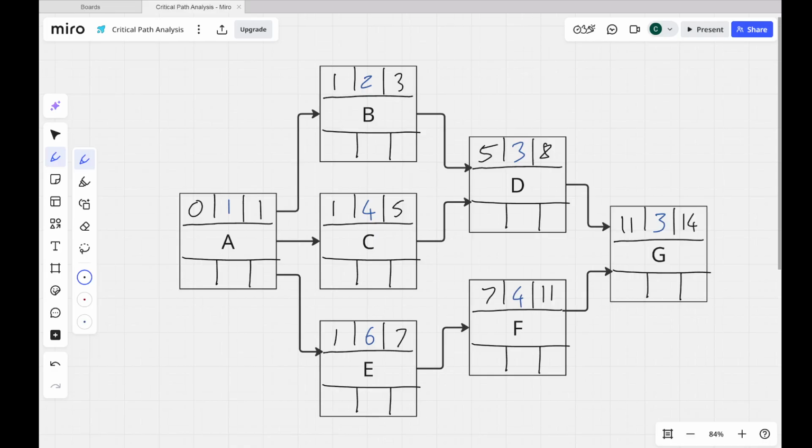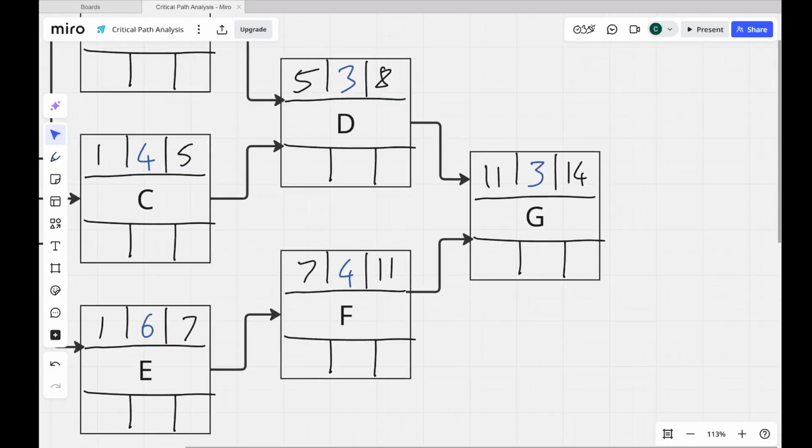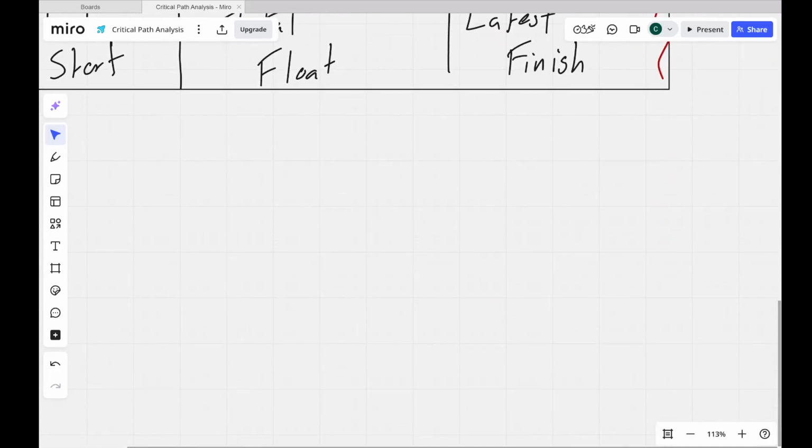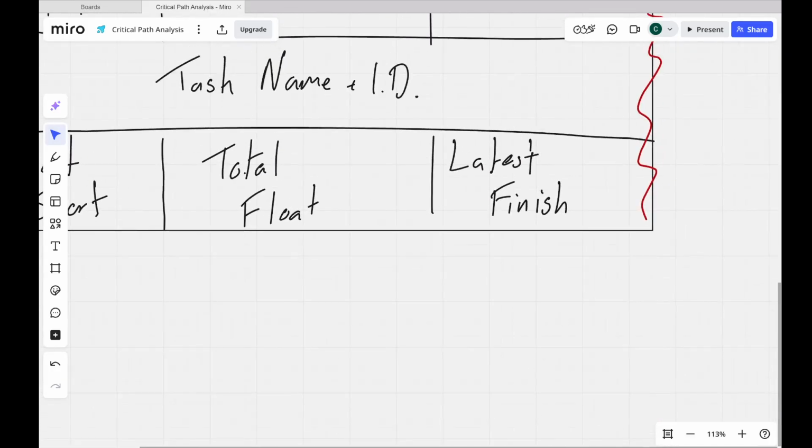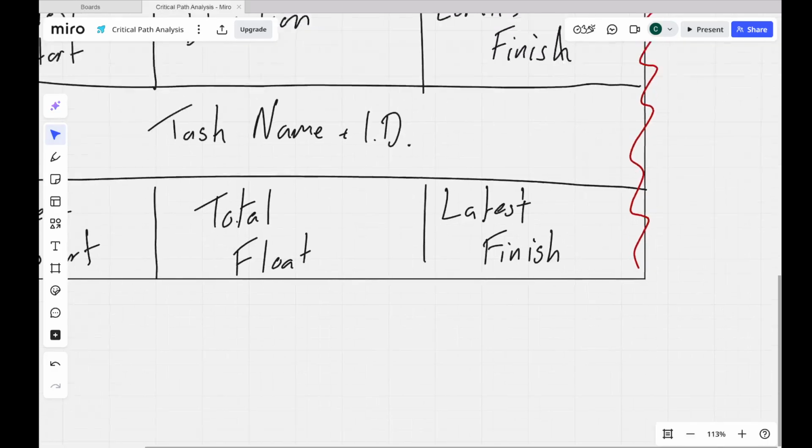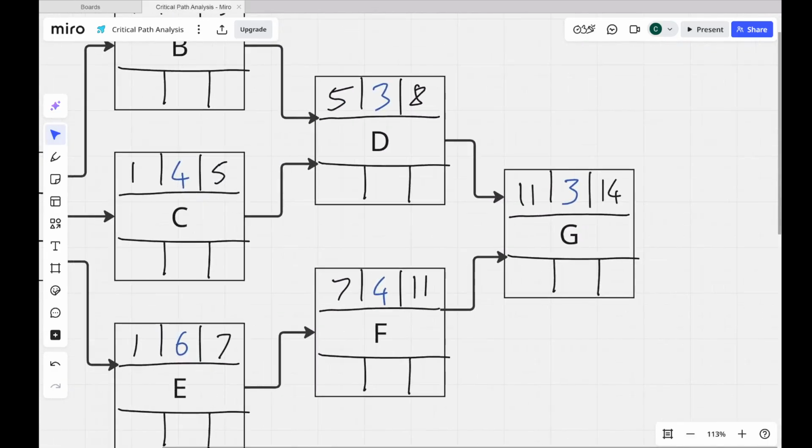So the next thing is to work out, or to do the backwards pass, where we're going to go right to left. So what we're going to do here, the reason we're starting on the right-hand side is because, if you remember, the bottom right is the latest finish, i.e. that's the latest that task can finish and still deliver the project on time. Well, we've determined how long the project is. It's 14 days. So I don't want the project to take longer than that.